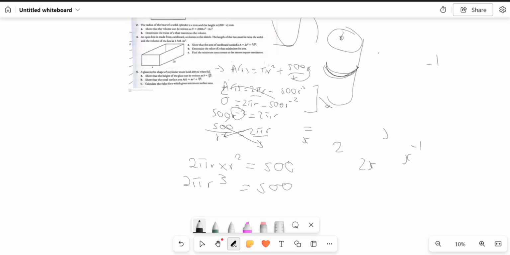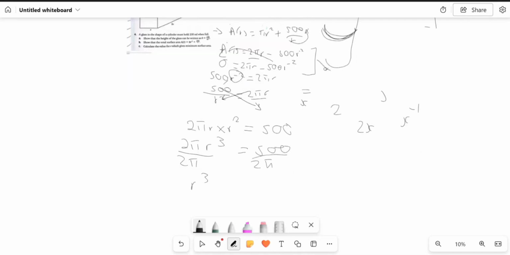So from here, this is what I have. I divide by 2 pi. Then I'm left with r cubed on this side equals, I divide 500 by 2, so it's going to be 250 over pi.